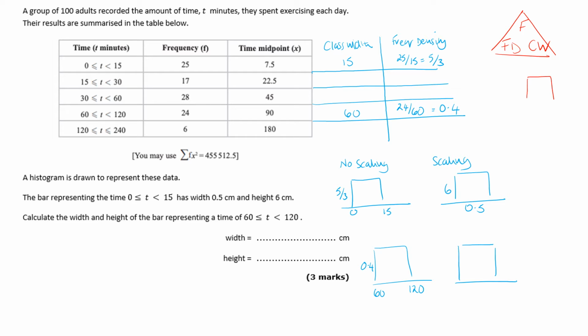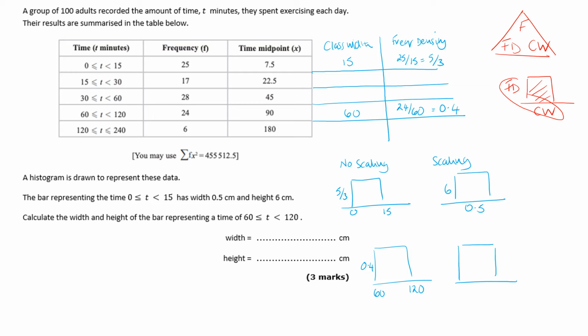So when you have a bar on a histogram, the frequency density is on the y-axis and class width is on the x-axis. When you times those two together, you calculate the area of the bar, and frequency is represented by the area of the bar.